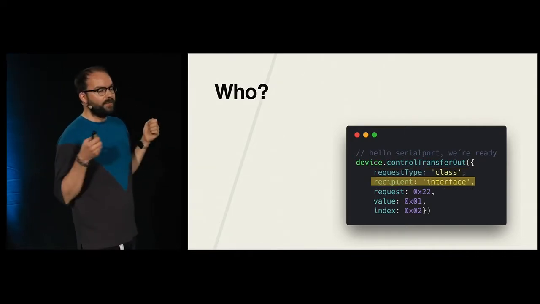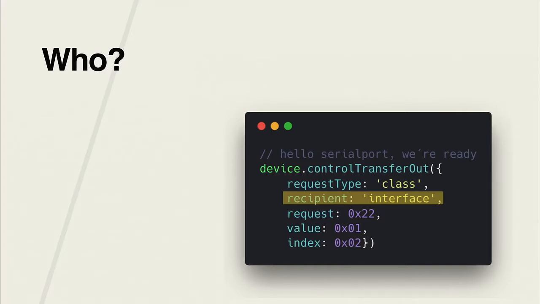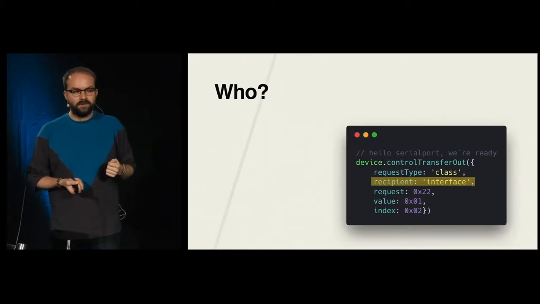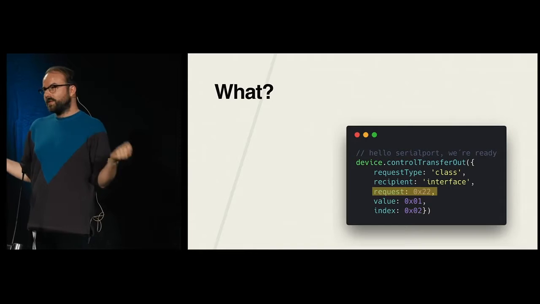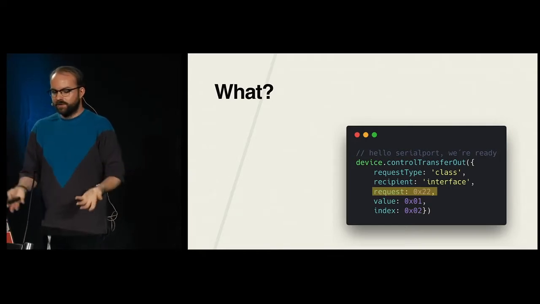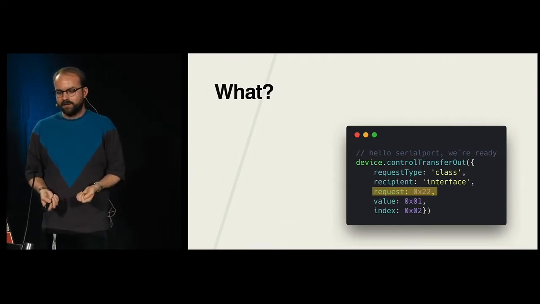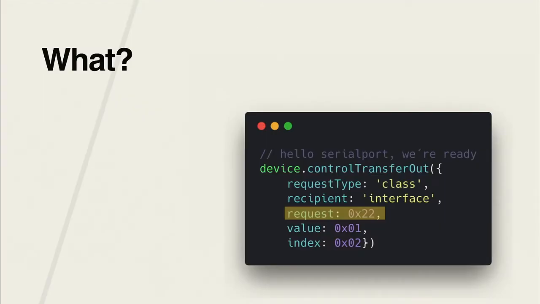Then we have to tell our WebUSB with whom we're going to talk. We're going to talk to the interface node. It could be an endpoint node as well, but we need to talk to the interface node in this example. Then we have to tell the device what we want to do: send a command, invoke a command. And this one is just, please open up the serial port communication.